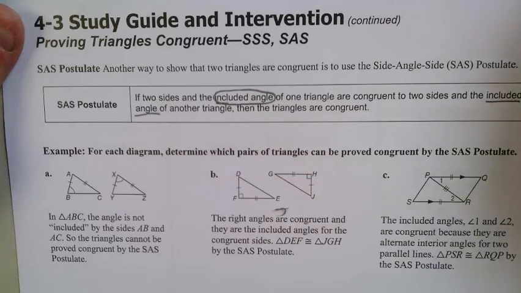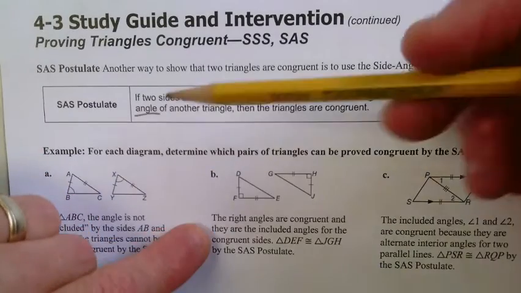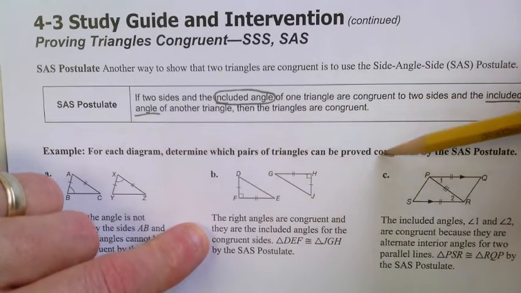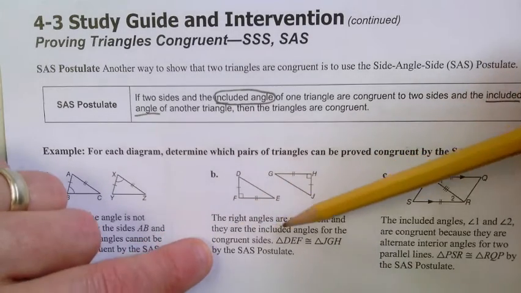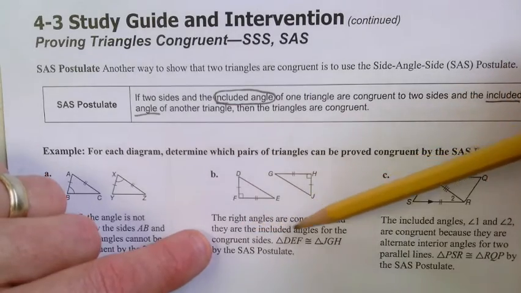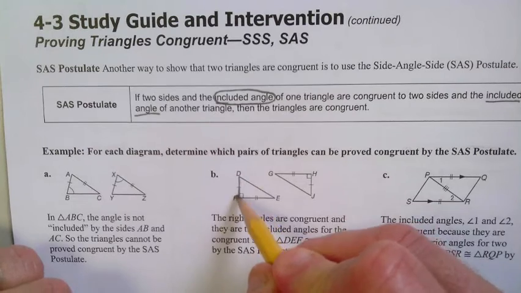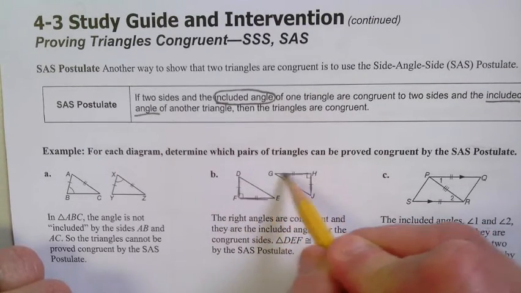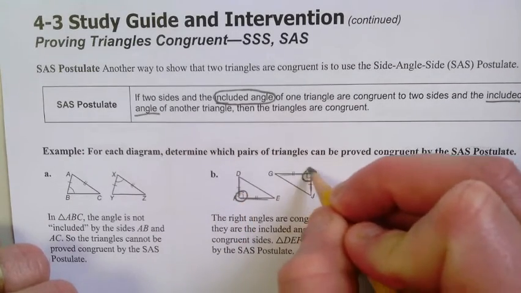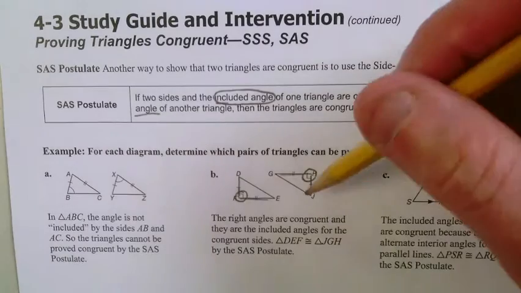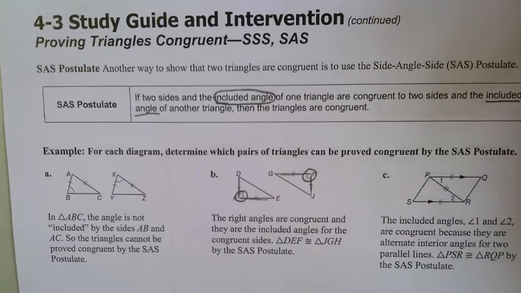Okay, so as I take a look at this, here's what I want you to look at. Look at letter B for a second. For each diagram, determine which pairs of triangles can be proved congruent by side, angle, side. The right triangles are congruent, and they are the included angles for the congruent side. So basically, when it says included, guys, here you have a pair of congruent sides. And the angle that's included is always in between those two sides. And so if you have angles that are in between, this would be considered side, angle, side, side, angle, side. And that's how we would know the triangles are congruent.